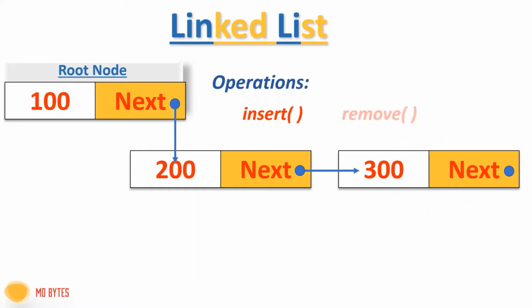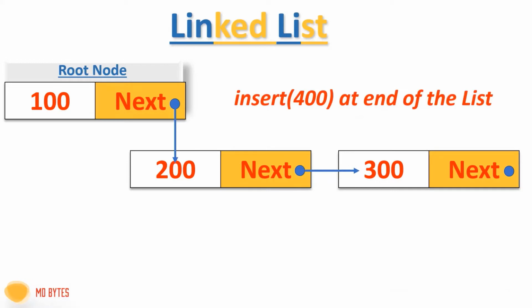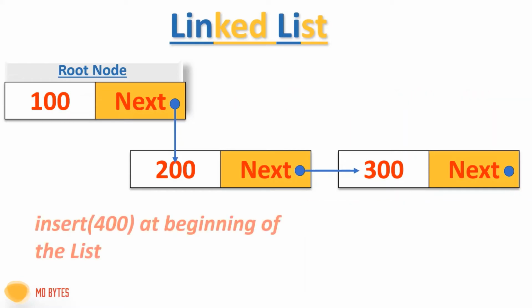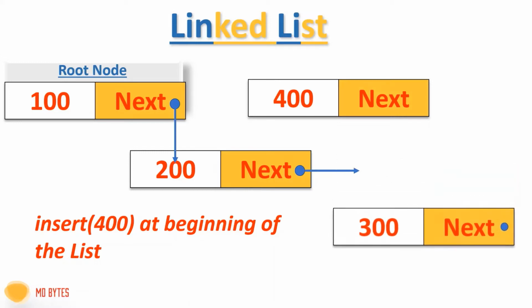So this is our list and I'm going to insert a new node at the end. So this is our new node, which is 400. To insert a new node at the end, we need to just extend the next pointer to the newly added node. And to add a new node at the beginning of the list, which means to insert a root node, we need to restructure the list. We need to move the nodes to the next positions.